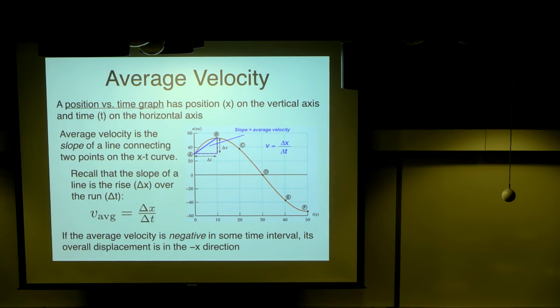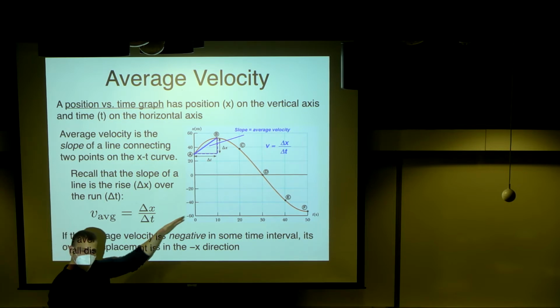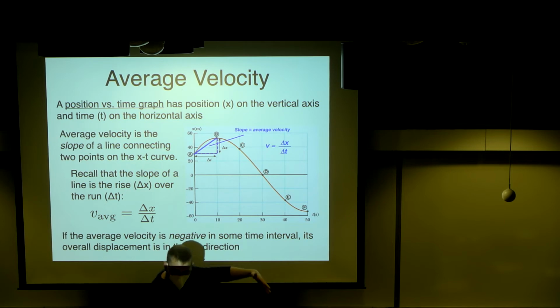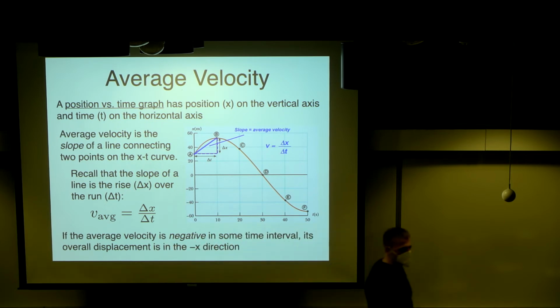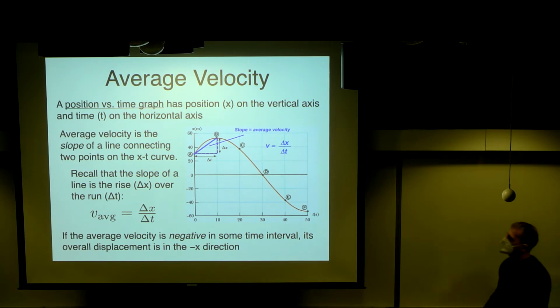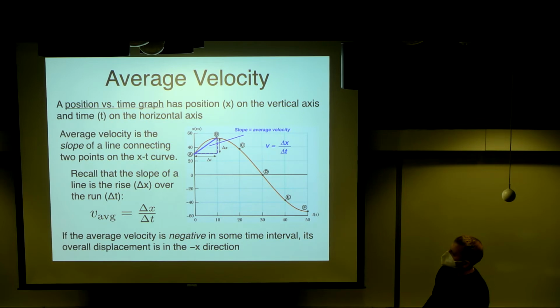Okay? Now think about it. If the line is sloped up, that means we have a positive velocity, doesn't it? It means we're moving in the positive x direction. If the line is sloped down, we have a negative velocity, and we're moving in the negative x direction. So that's how we can say something about velocity using a graph like this. Any questions on that? Okay, so velocity is a slope.